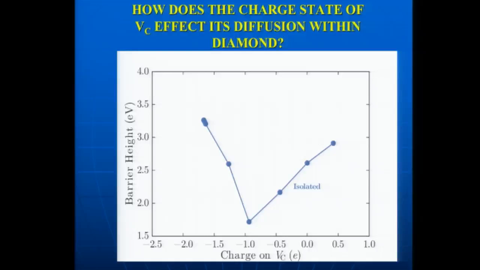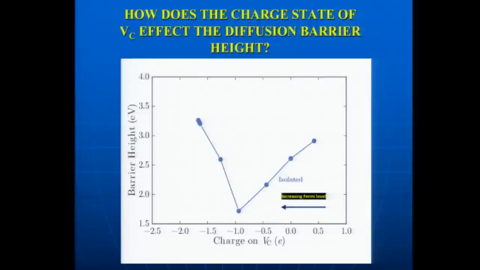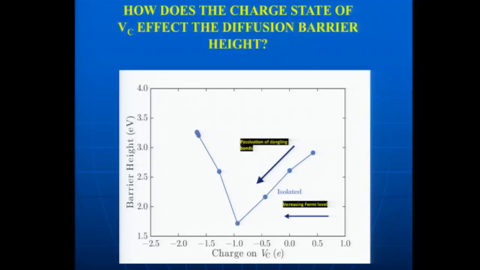You start from right to left. As you increase the Fermi level of the system, in other words, you dope it so there are more electrons in the conduction band, the charge associated with this carbon vacancy gets bigger and bigger. What that means is that that charge can be used to saturate the dangling bonds surrounding the vacancy. That, in effect, lowers the barrier height, and it makes it easier for the vacancy to move or diffuse throughout the crystal. Hence, this barrier height gets smaller and smaller as the charge on the vacancy increases. Now, this goes on up to a point. You're passivating these dangling bonds, but there are a finite number of dangling bonds you have to passivate. And eventually, you reach a stage where Coulomb repulsion sets in, and it's going to be harder for this negatively charged vacancy to migrate through the crystal. And you can see that with an increase in the barrier height of the system.